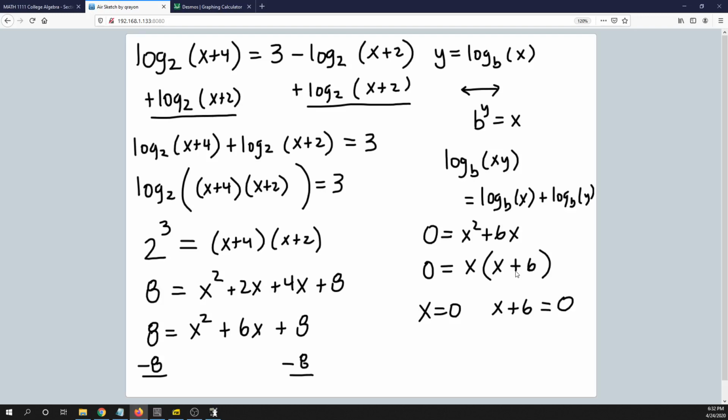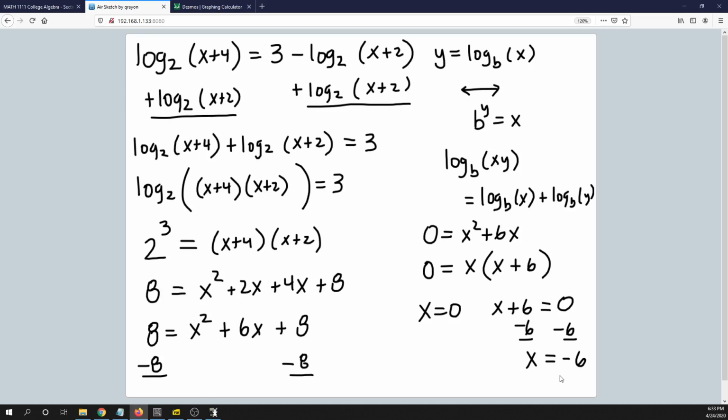All right. These are two linear equations, right? This one's already solved. I do need to solve the second one by subtracting 6 from both sides. So I get two possible solutions, x equals 0 and x equals negative 6. Okay.